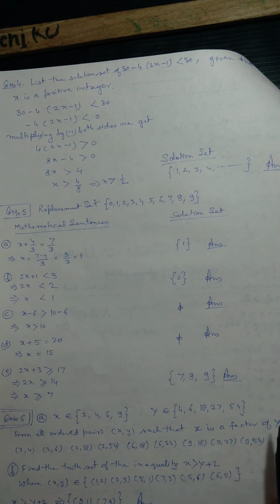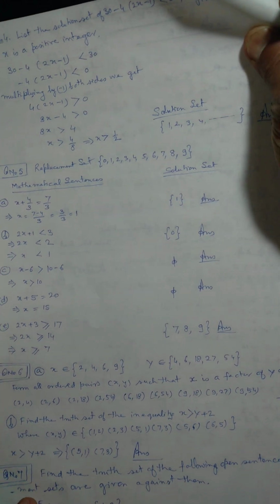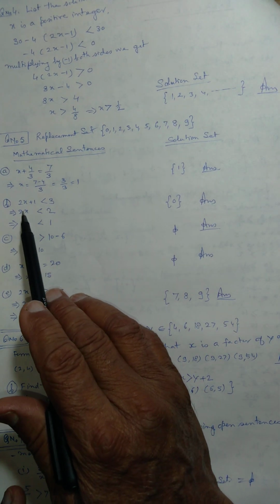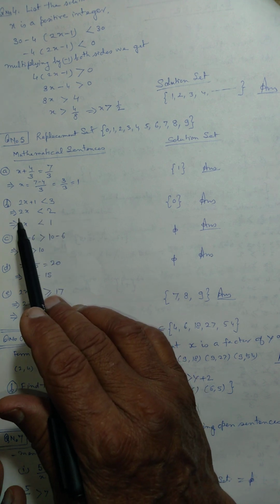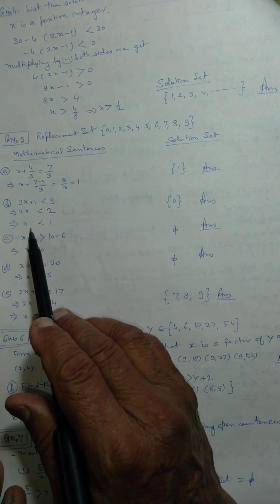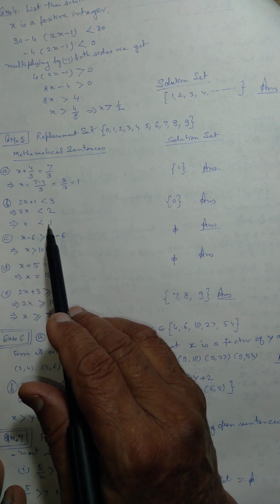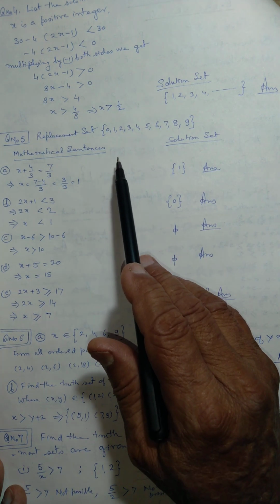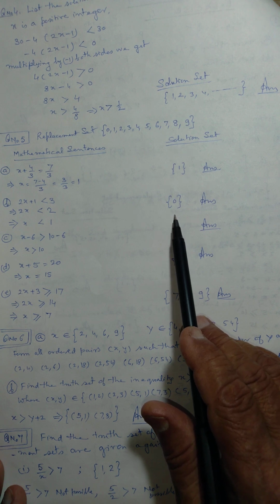Now proceed to the B part of the question number 5. 2x plus 1 less than 3. So once you just transpose plus 1 to this side, the 2x will be less than 2. So x is less than 2. Sorry, x is less than 1. So I will have to see what are the numbers which are less than 1. You see, we are getting only 0. So that is why I have written in solution set 0.